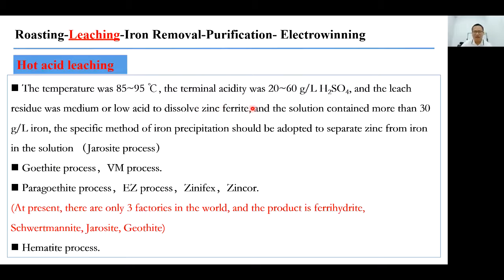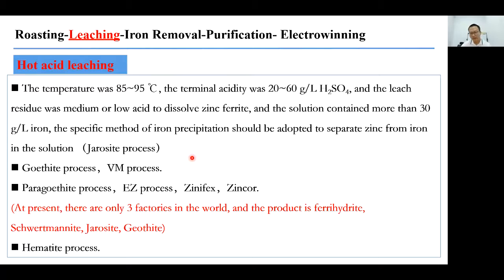But when we are leaching zinc ferrite, zinc enters the solution, and so does iron. The solution contains more than 30 grams per liter of iron, which should be removed. The specific methodology should be developed for removing the iron from the zinc sulfate and sulfuric acid solution system. There are a lot of technologies like the jarosite process, goethite process, or hematite process. So this is why we are going to the iron removal stage.